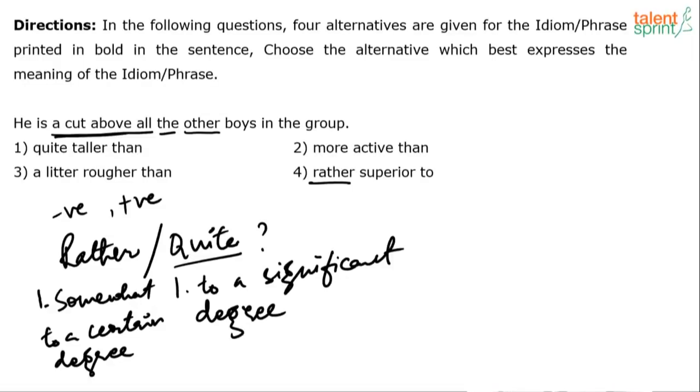Okay, the cake is rather nice. Another example: the cake is rather nice means, again, out of surprise, you were not expecting the cake to be that nice or delicious, and you were surprised by it.